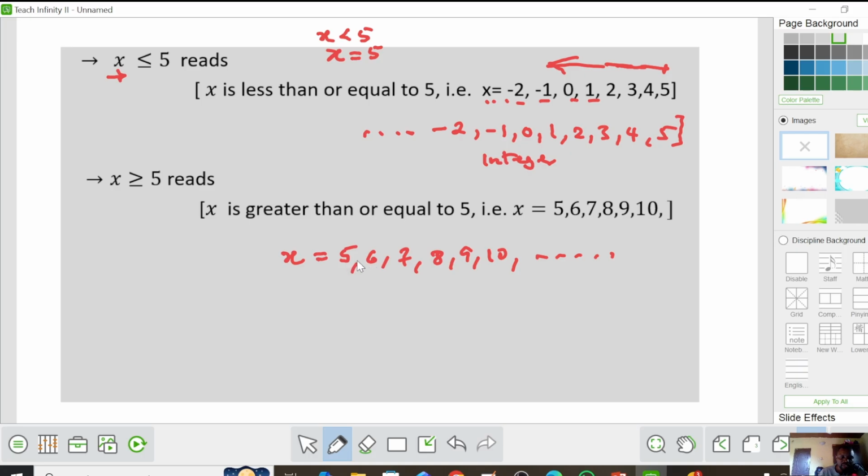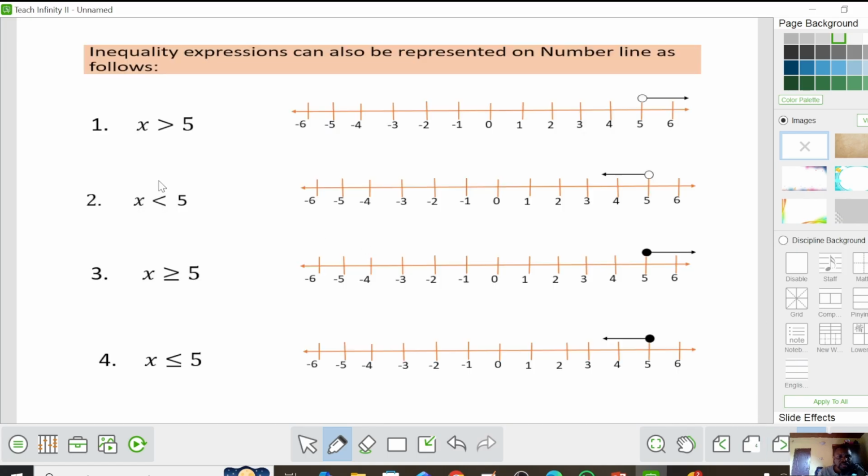So if it's an integer, this is the integer greater than 5. There are other numbers that are greater than 5 here, which are 5.1, 5.2, in between 5 and 6, all the decimals in between. So there are infinitely many decimal numbers between 5 and 6. At the same time, 6 and 7 are also greater than 5. So that's that. Then an inequality expression can also be represented on a number line as follows.